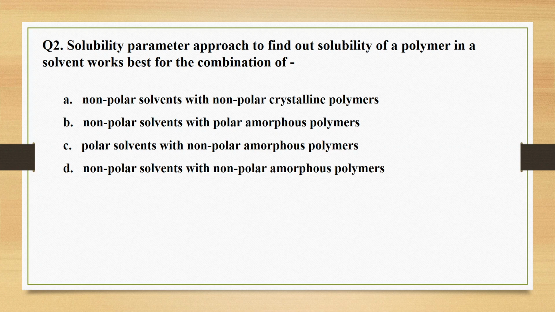Moving on to the next one. This is your second question. It states that the solubility parameter approach to find out the solubility of a polymer in a solvent works best for what kind of solvent and what kind of polymer combination? Try to remember what kind of conditions were taken during the solubility parameter approach, and you will be able to answer that.